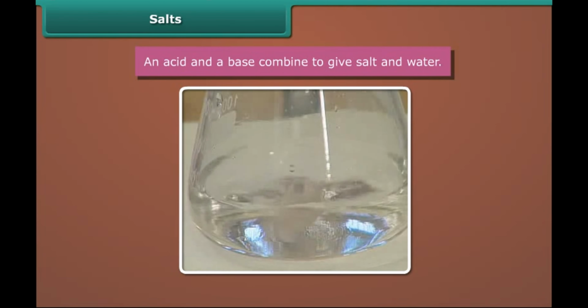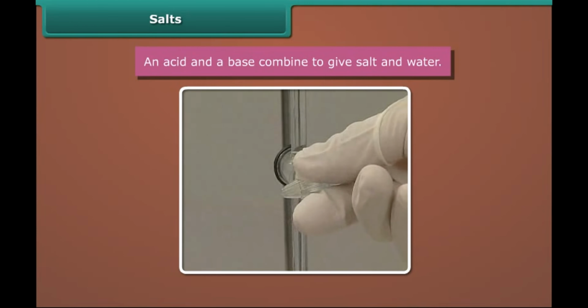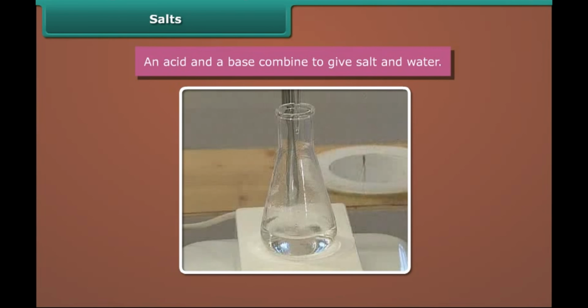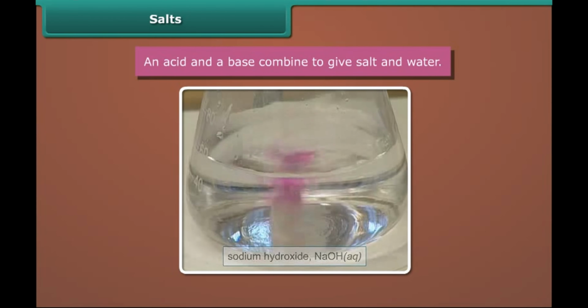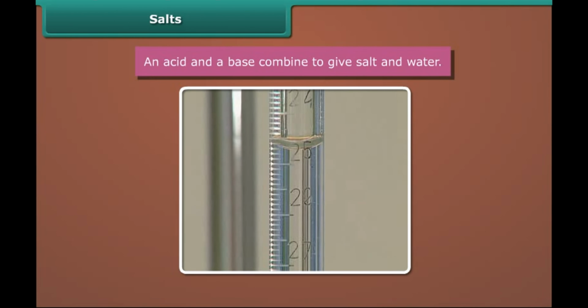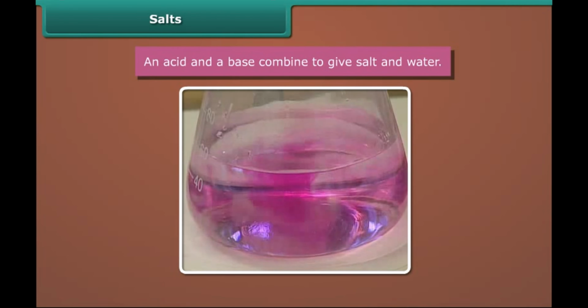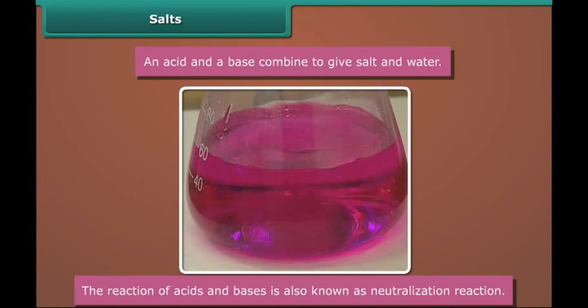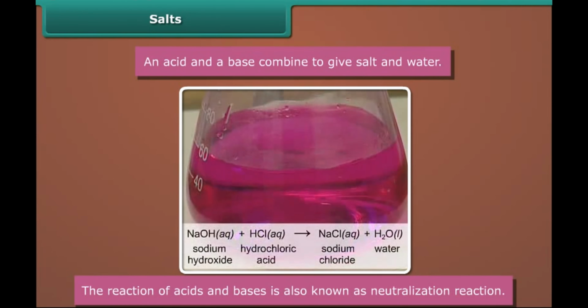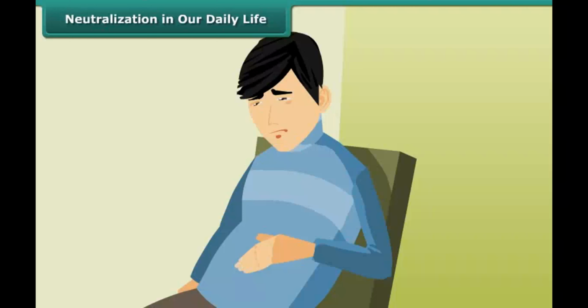Now we add a solution of sodium hydroxide in small portions. At a certain point, the indicator changes color, which means that the acid is completely neutralized by the sodium hydroxide and some excess hydroxide ions are present in the solution. The reaction produces salt, sodium chloride, and water. The reaction of acids and bases is also known as neutralization reaction.